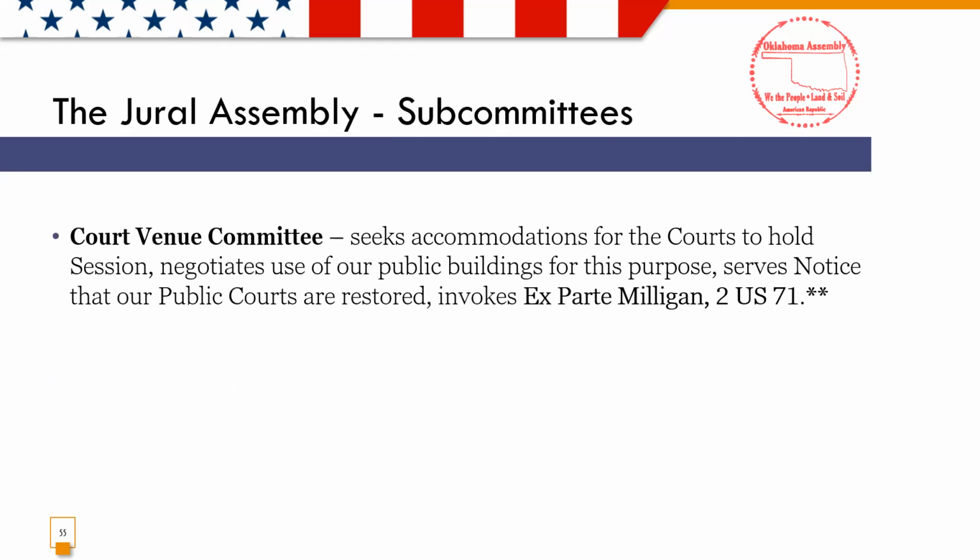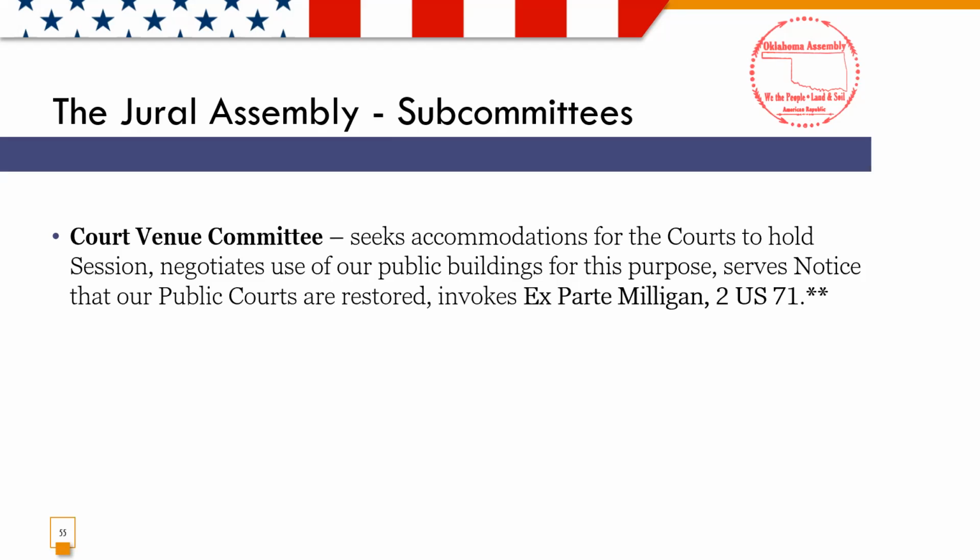So the subcommittees, you got the court venue committee, which seeks accommodations for the courts to hold session, negotiates use of our public buildings, serves notice that our public courts are restored, invoking ex parte Milligan. So there are several states out there, maybe many states out there that have already served their ex parte Milligan notice to the state governments and the county governments, right? Saying basically what that says, the ex parte Milligan, is it says that we have assembled our Jural Assembly, we have a grand jury, and we have trial juries, and we are ready to staff our courts.